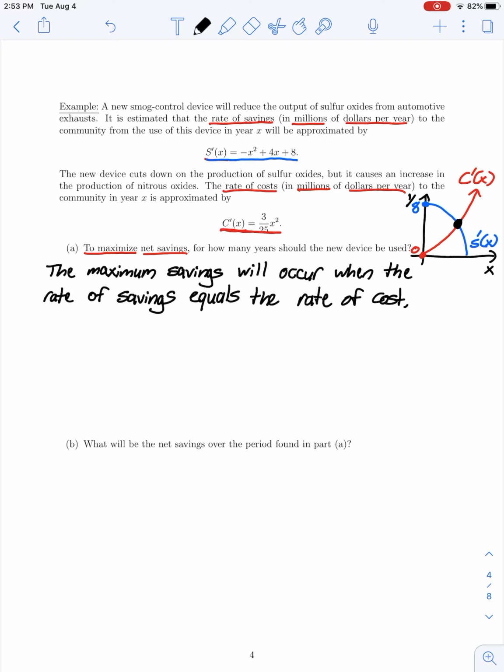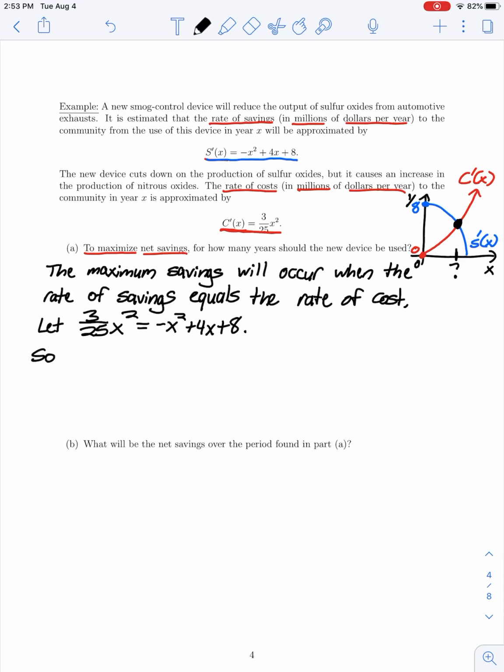So in order to maximize our savings, we would only want to use this device over an interval from x equals 0 up until whatever year of intersection we have. So to determine that time, we would set these two rate functions equal to one another. That is, 3 over 25 x squared would be equal to negative x squared plus 4x plus 8.